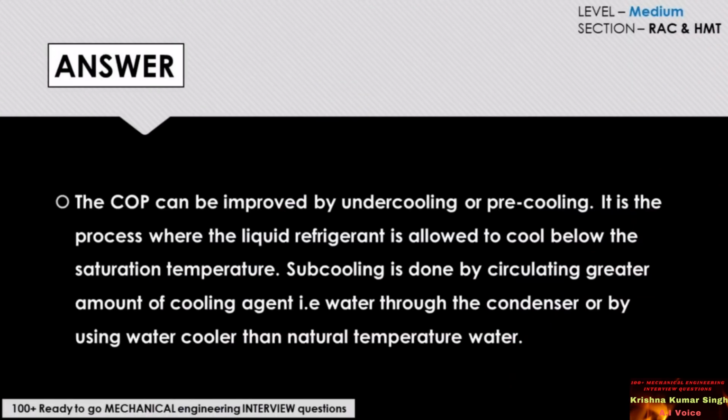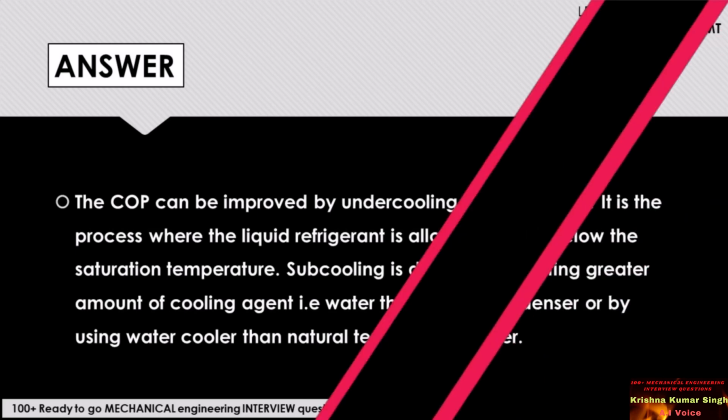The answer to this question would be the COP, or the coefficient of performance, can be improved by undercooling or pre-cooling. It is the process where the liquid refrigerant is allowed to cool below the saturation temperature. Subcooling is done by circulating a greater amount of cooling agent, that is water, through the condenser or by using water cooler than natural temperature water.